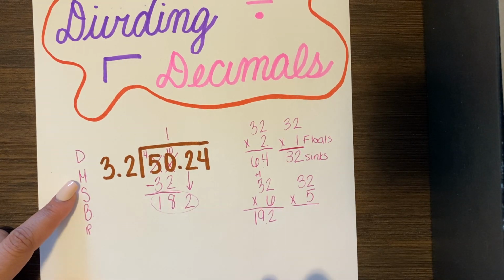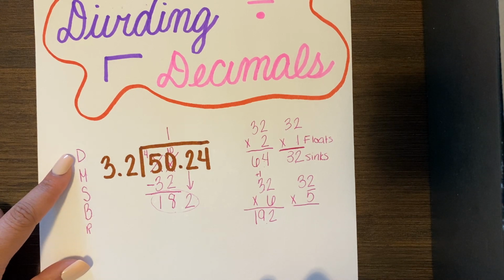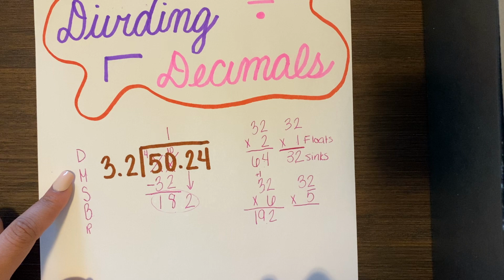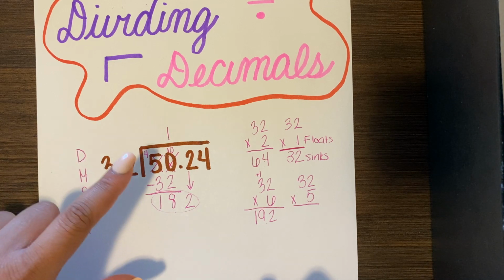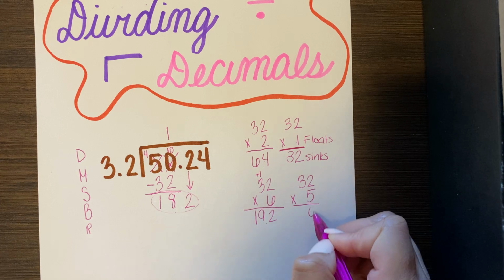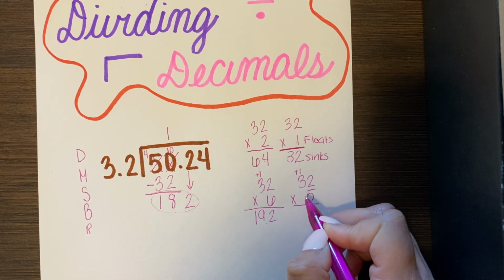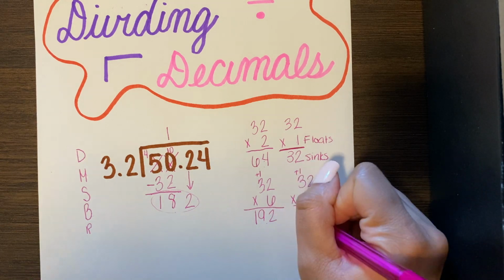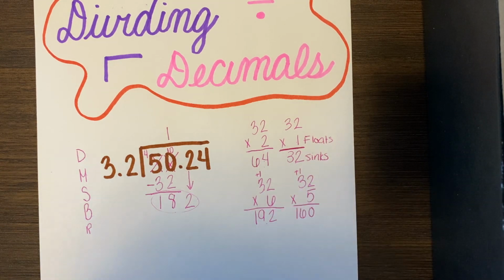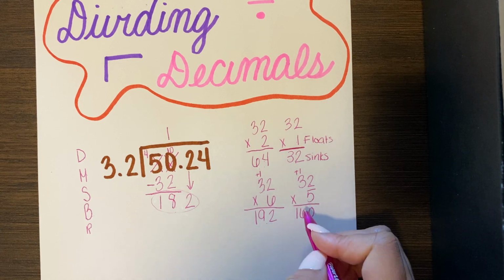We are still on the multiplication step. We're still on the dividing step, but we're doing the multiplication to see what our quotient is going to be. 5 times 2 is 10. I'm going to carry the 1. 5 times 3 is 15. Plus 1 is 16. So when I multiply 32 times 5, I get 160.